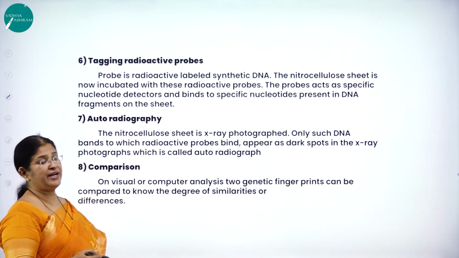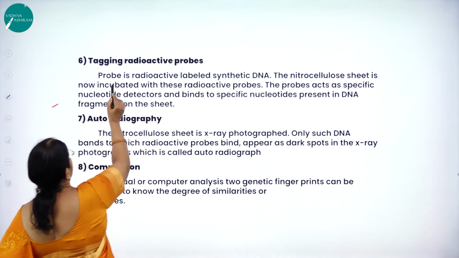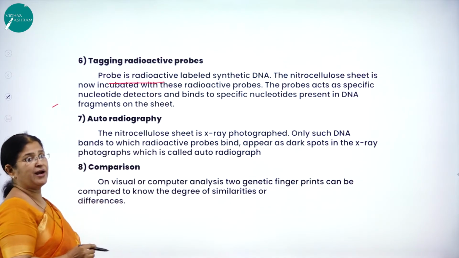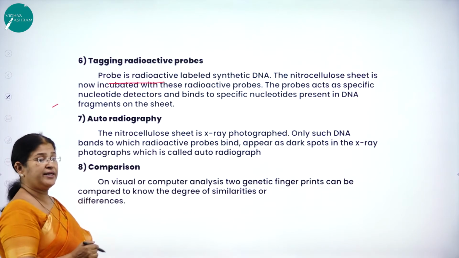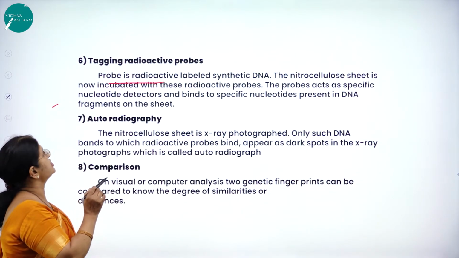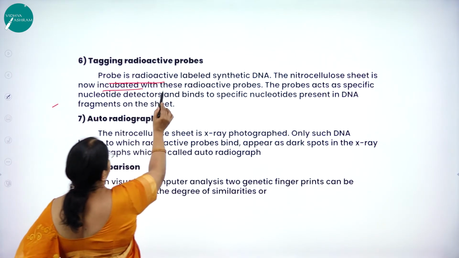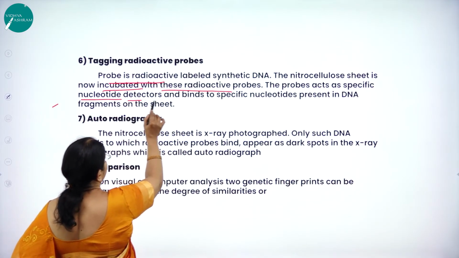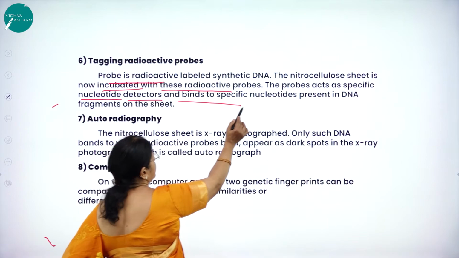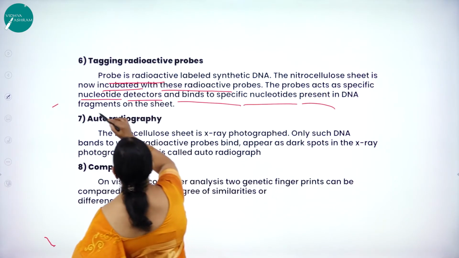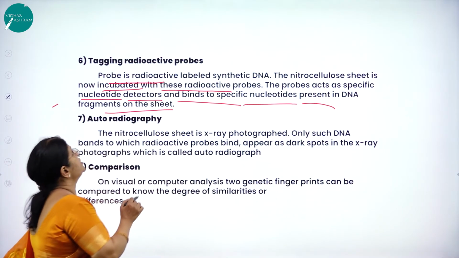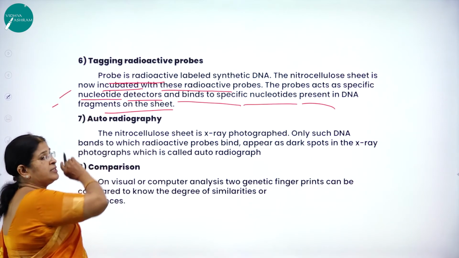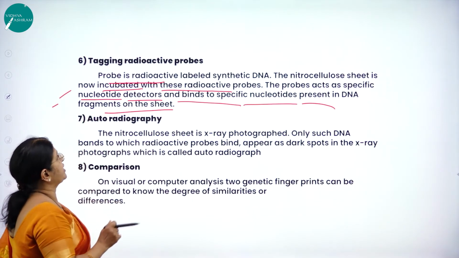Then, tagging with radioactive probes. What is a probe? It is nothing but a radioactive labeled synthetic DNA. The nitrocellulose sheet is now incubated with these radioactive probes. The probes act as nucleotide detectors and bind to specific nucleotides present in the DNA fragments on the sheet. So next is what? Tagging the DNA fragments with radioactive probes.